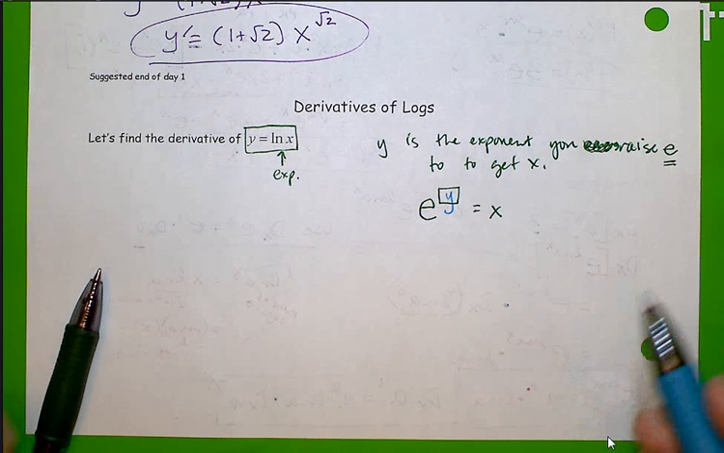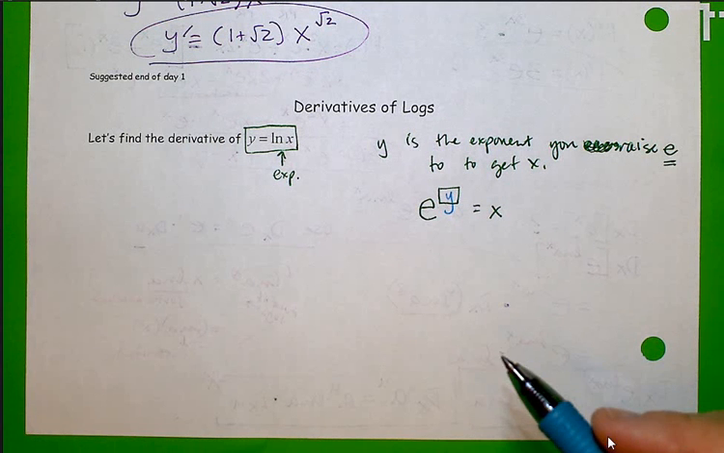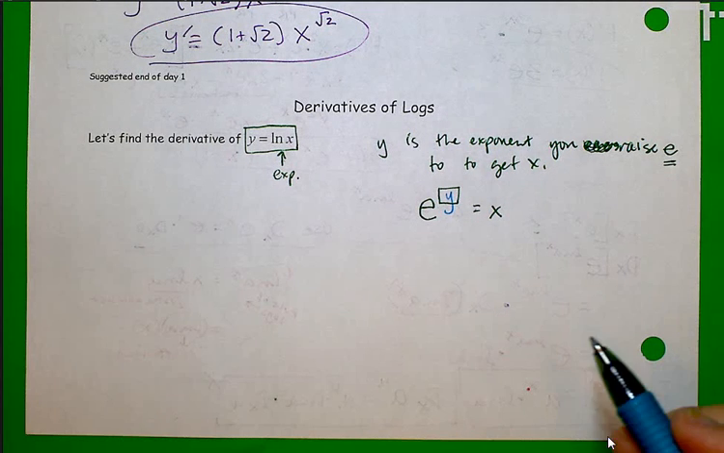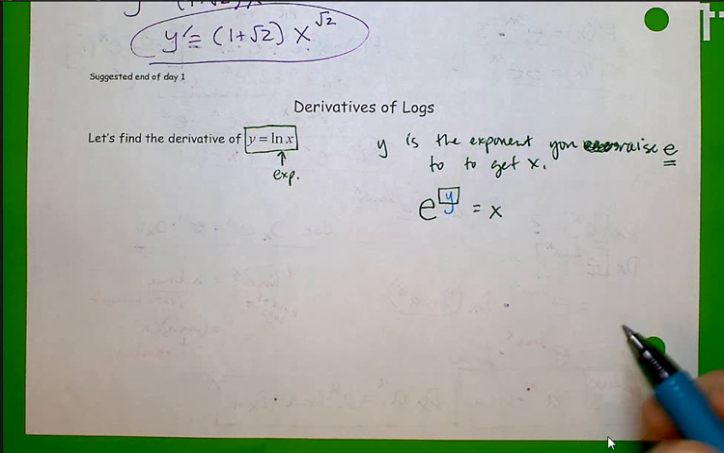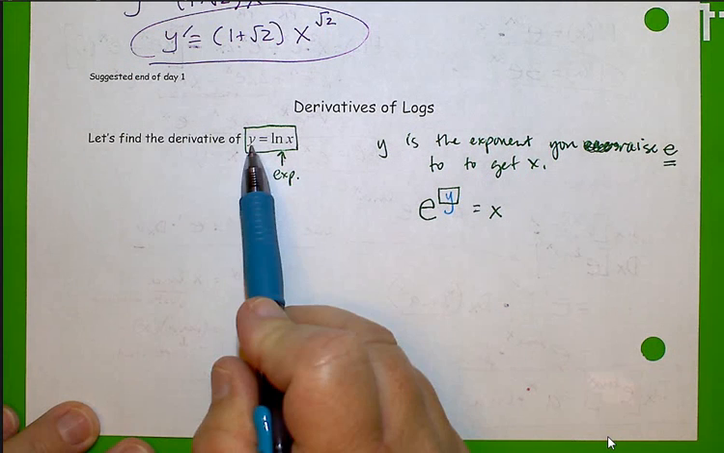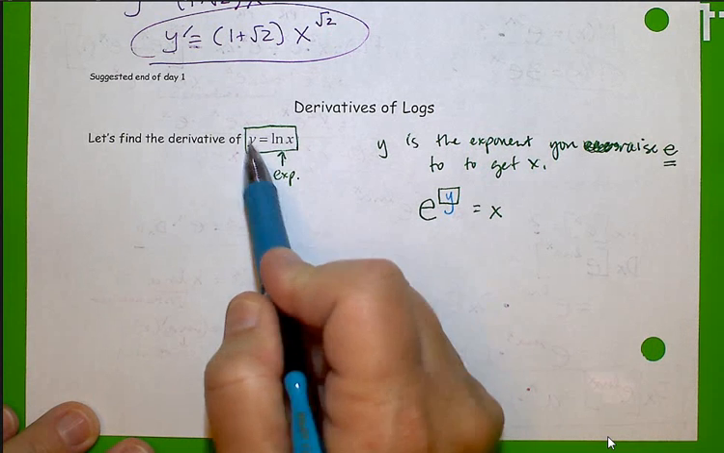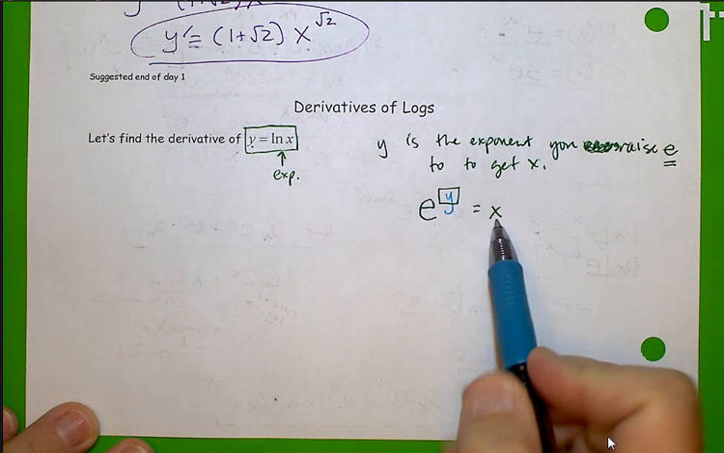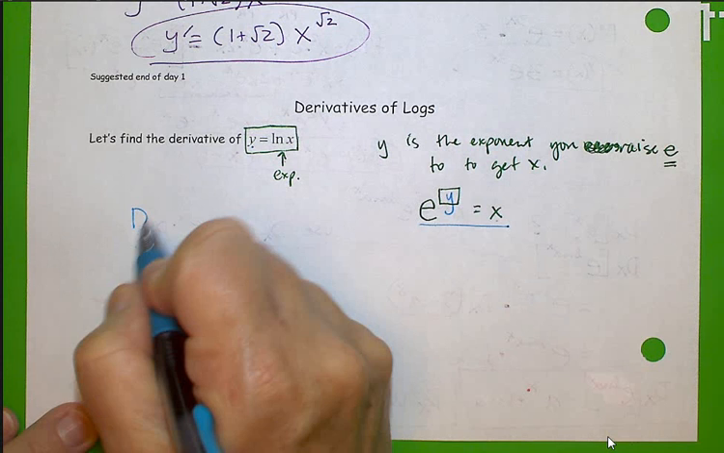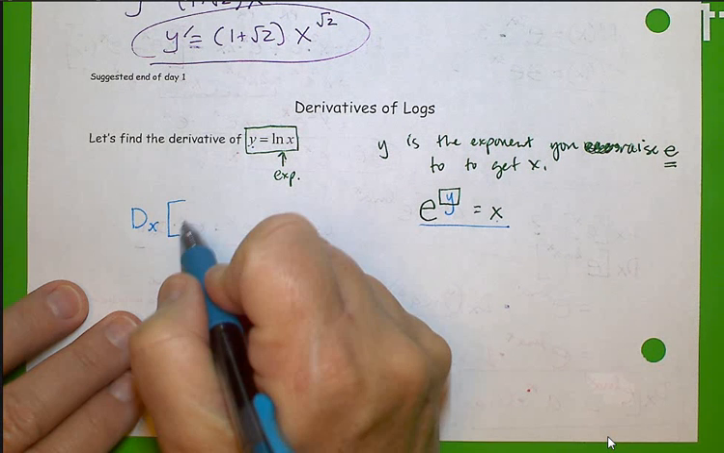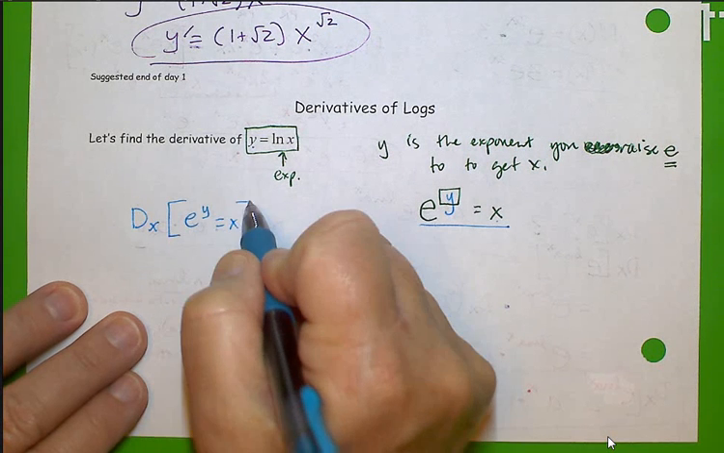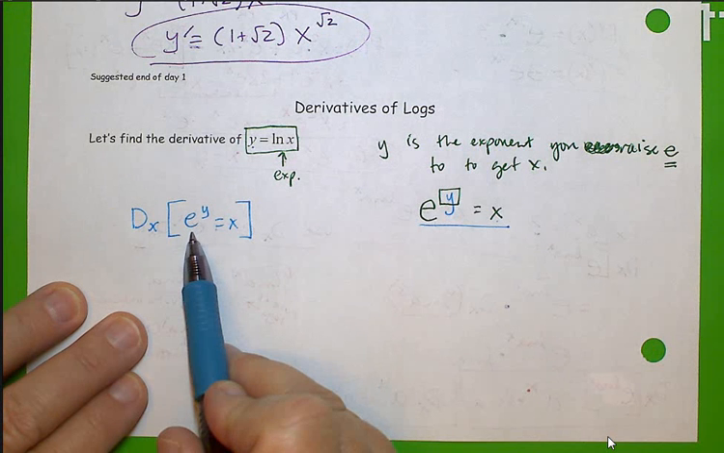If it doesn't work for you, then just learn the rules and go from there. So instead of finding the derivative of y equals natural log of x, I can rewrite this just like this, and I can find the derivative of that. e to the y equals x. We learned how to find the derivative of exponentials already, so we can do this.